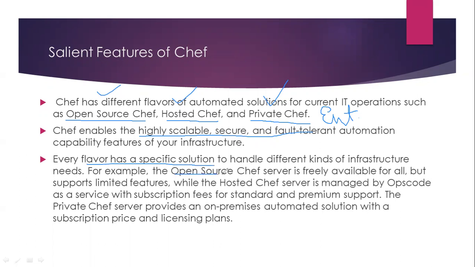For example, open source has some limited features. Hosted Chef server is managed by the company, which you can use through API with some subscription fee. Also for testing purposes, as I told you, up to 5 nodes you can subscribe to the server. Otherwise, on-prem is all license plans. So based on the size of your organization or your client, you will take the enterprise edition.